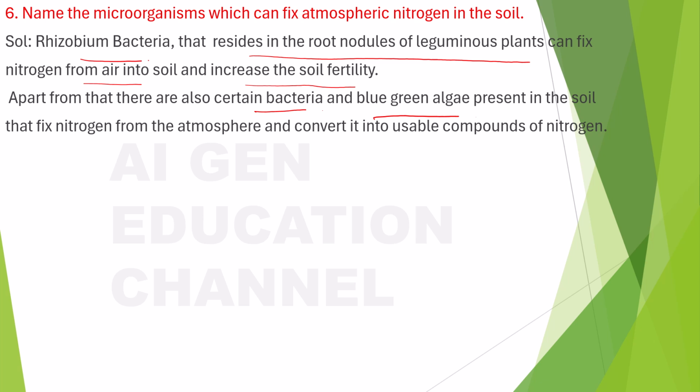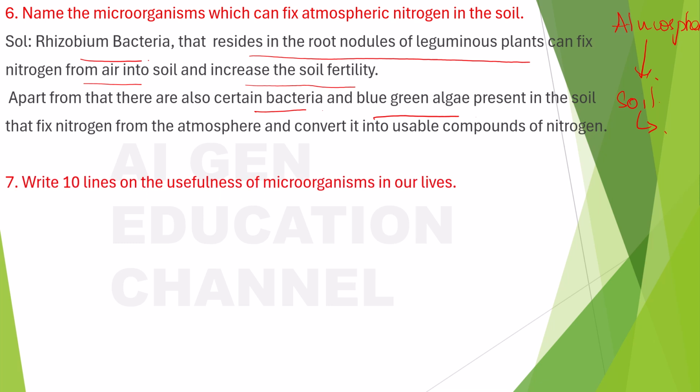So what is the purpose? That will fix the atmospheric nitrogen into usable forms so that the soil can use this nitrogen, right? Why will the soil use? It means that indirectly plants will use that nitrogen from the soil, right? Overall, it will increase the soil fertility. All right. Next, write 10 lines on the usefulness of microorganisms in our lives.